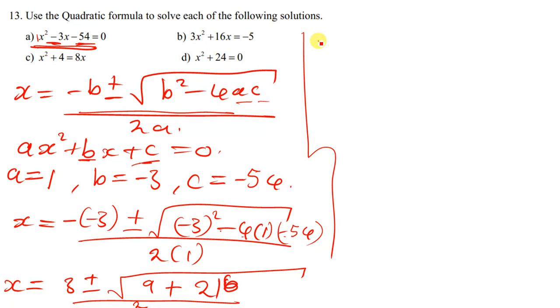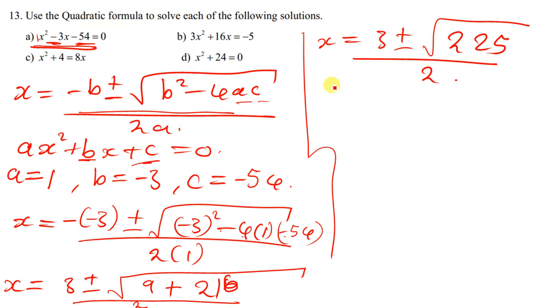Okay, so we have x is equal to 3 plus or minus. When we add 216 plus 9, the solution is simply just 225. So we have 225 there, everything over 2. So we have x is equal to 3 plus or minus the square root of 225 is simply just 15. Then we divide everything by 2.